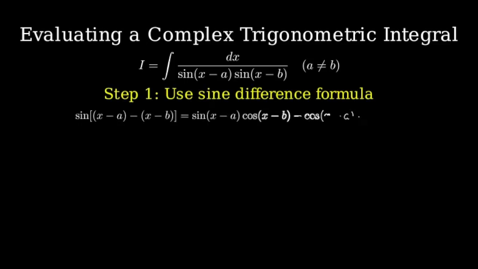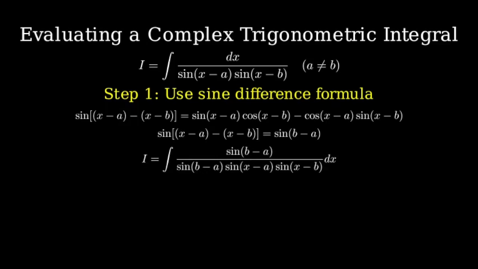First, let's rewrite the numerator using the sine difference formula for (x − a) − (x − b). This simplifies to sin(b − a). Let's use this to rewrite our integral. Our integral can now be written as the integral of sin(b − a) divided by sin(b − a) times sin(x − a) times sin(x − b), all times dx.